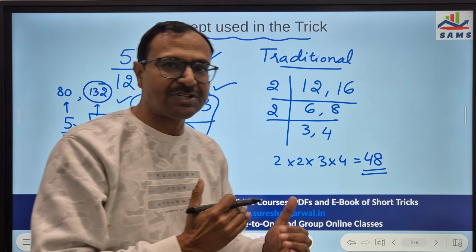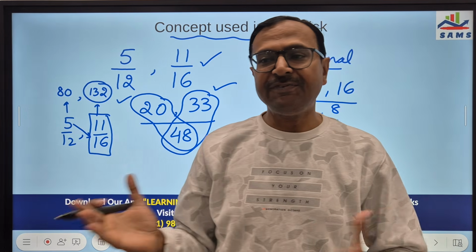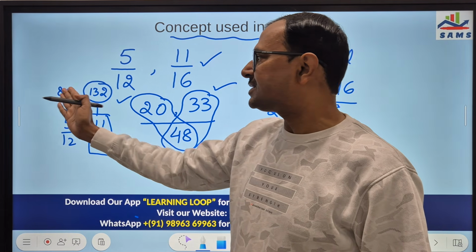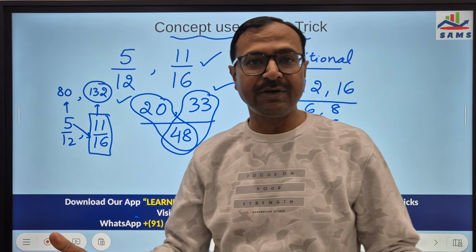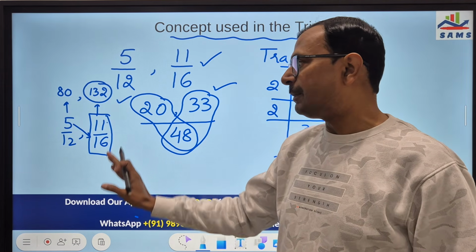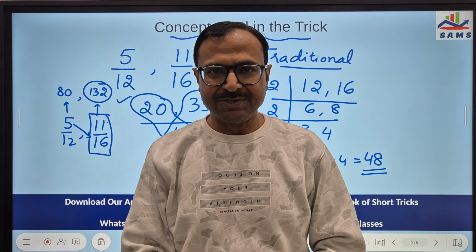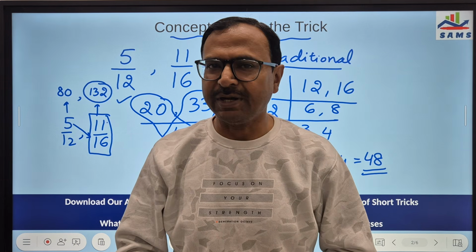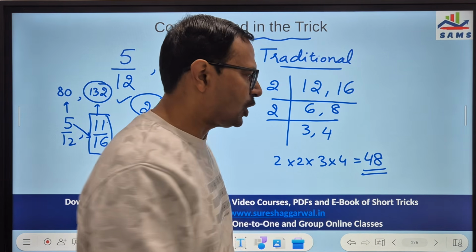Now the cross multiplication method works perfectly fine. If you are good in your multiplication skills, just like I did not do any rough work here, I directly know that 11 by 16 is the greater fraction. So that is the concept involved in the trick. Now let's use this trick to solve some questions.